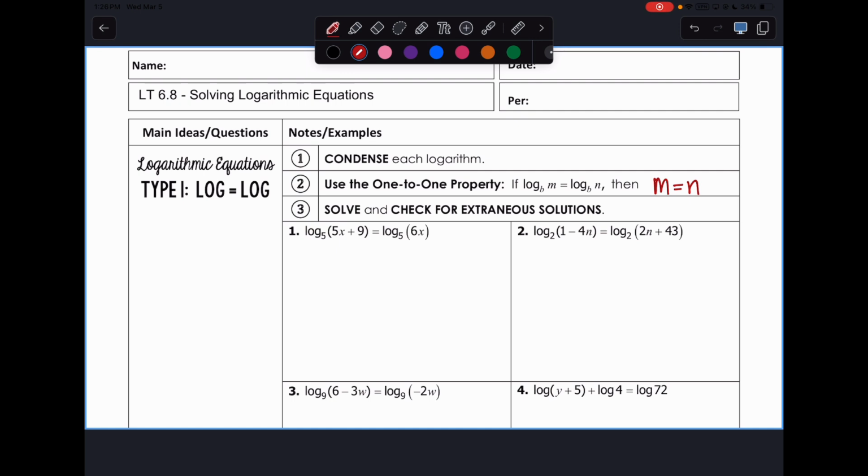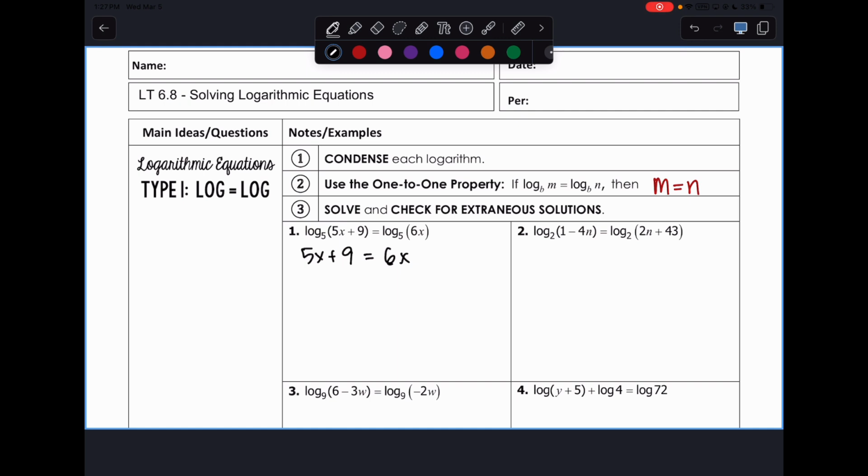So it's kind of like dropping the base to the exponent, and you can just make the m equal to an n and solve for x. That's it. 5x plus 9 equals 6x. Oh, so this is just like the other one. Yeah, with logs. But it has to be of the same base, and it has to have only one log on each side of the equal sign.